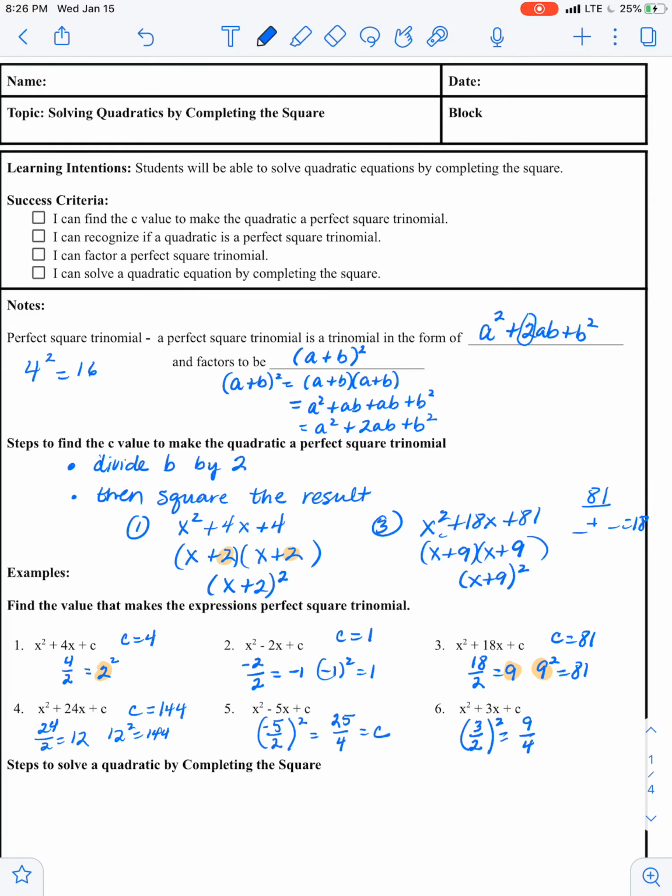Okay? So again, the rule is divide your b by 2 and then square the result. Of course, if the result simplified first, then you would do that. But if not, like number 5 and 6, you would just square your fraction. Okay? So that is how to find your C value. And then looking at 1 and 3, that would be how we would factor it to now have our perfect square trinomial and then how it factors. Okay? So that is the step that we're going to be doing when we complete the square.